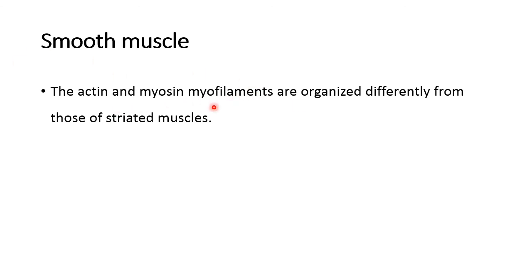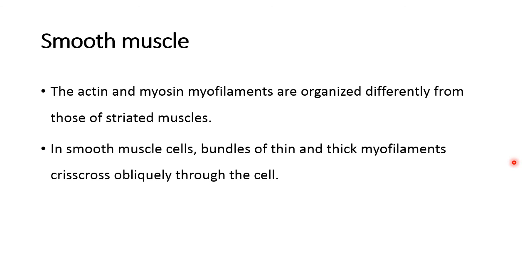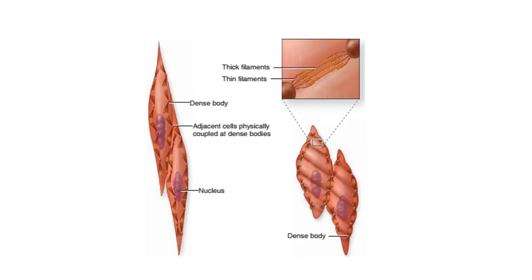The actin and myosin myofilaments in the smooth muscle are organized differently from those of striated muscles. In the smooth muscle cells, we find bundles of thin and thick myofilaments, the actin and myosin myofilaments, crisscrossing obliquely through the cell, in an oblique pattern, as you see in this diagram.